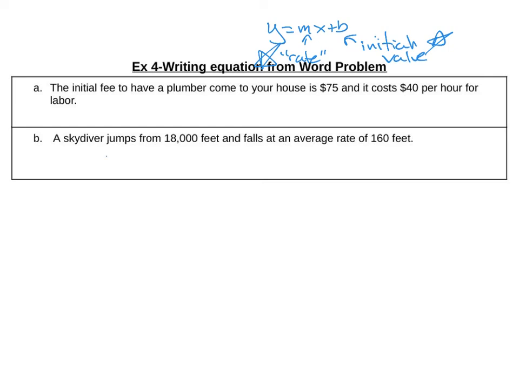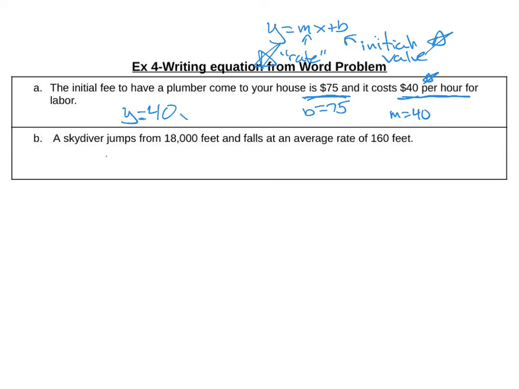So when we look through here, the initial fee to have a plumber come to your house is $75. So right there with initial, we already know that b is equal to 75. And when we look for our rate, this is $40 per hour. A lot of times these rates are indicated by the word per. So that's your labor. So once we have these values, now we can go back and plug them in.